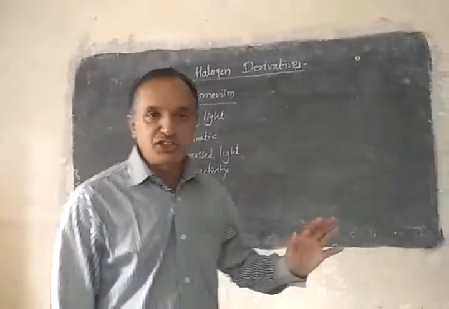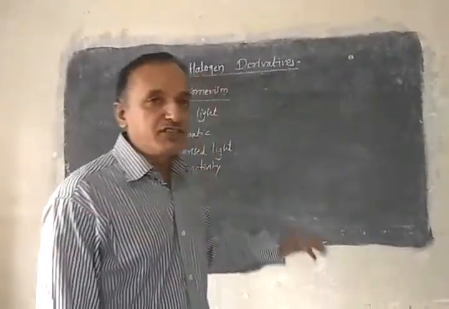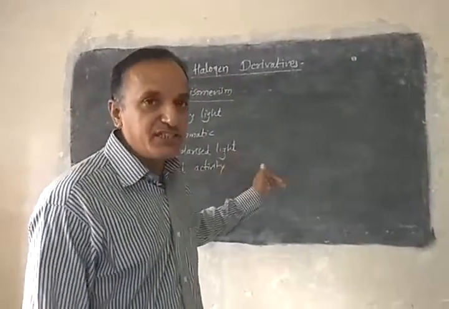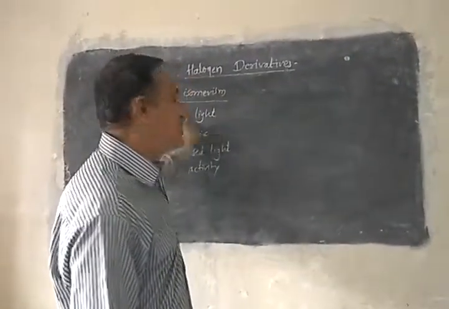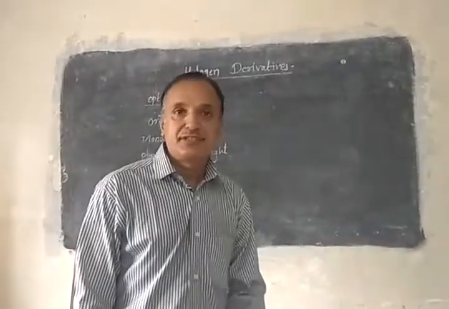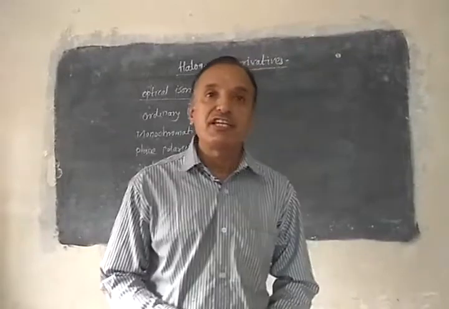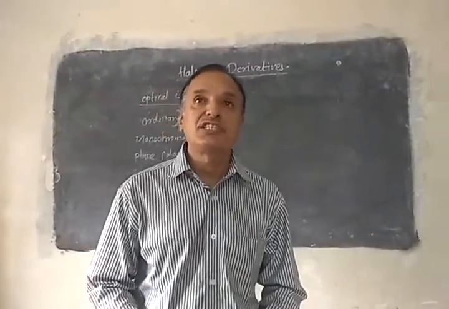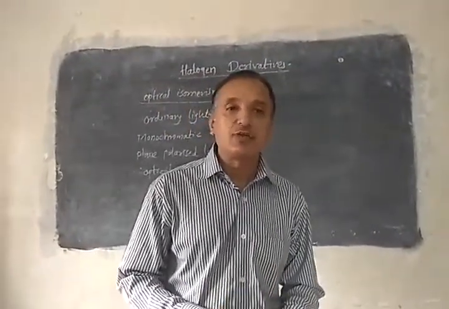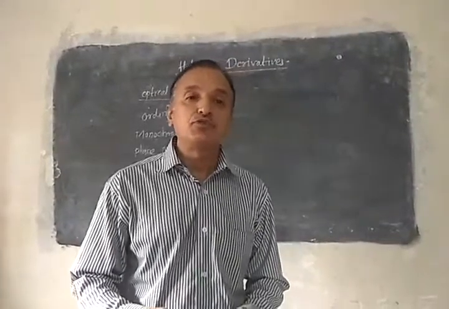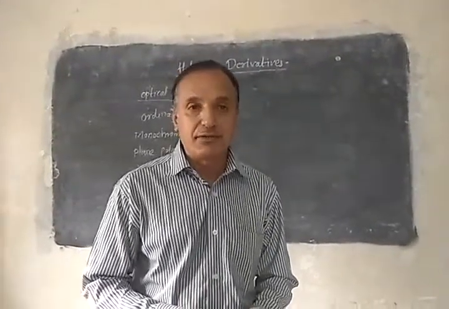There are some basic concepts, so first we'll see some of these concepts. First, ordinary light. This is white light, which we get from sunlight or any white light. You know that white light is composed of 7 different colors.